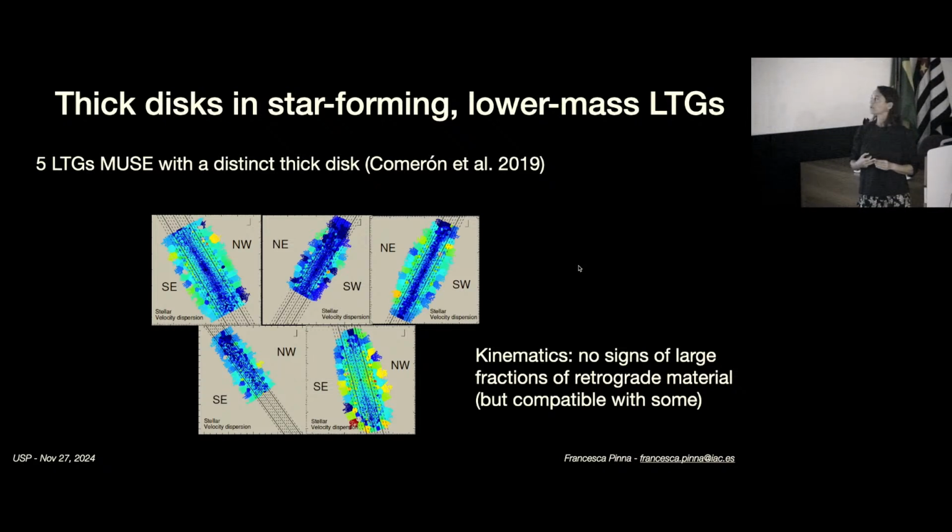This is the kinematics from Comerón et al., which was published in 2019, where they found the kinematics didn't need any large fractions of retrograde material to explain the observations. The authors said that the results were compatible with some accreted stars, but not a large fraction.